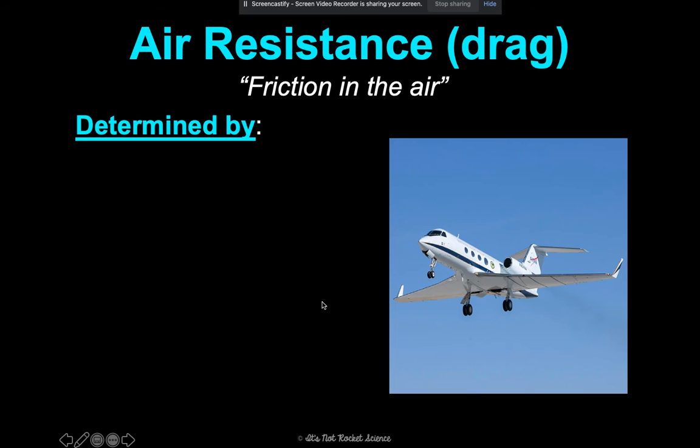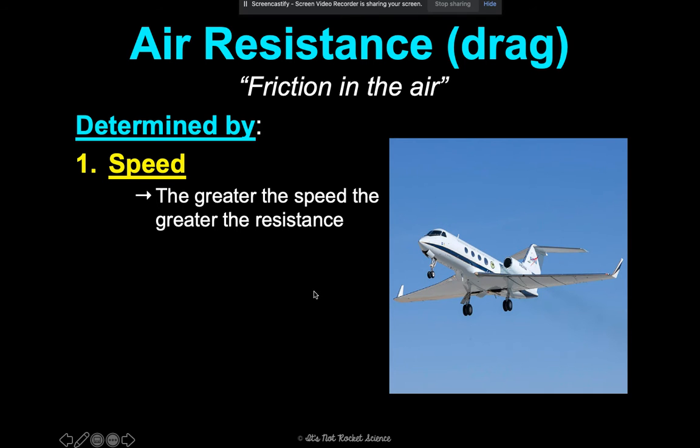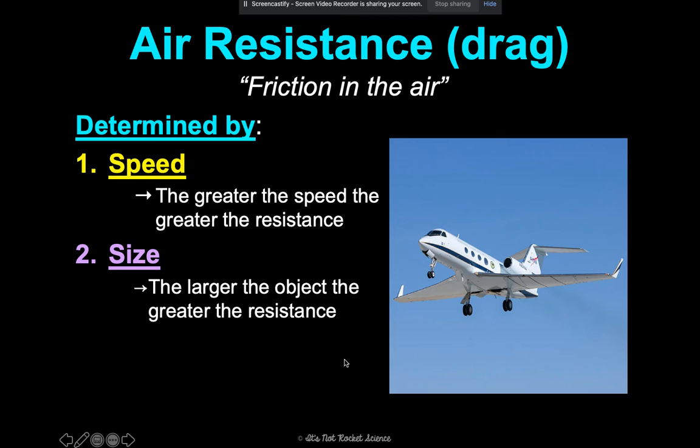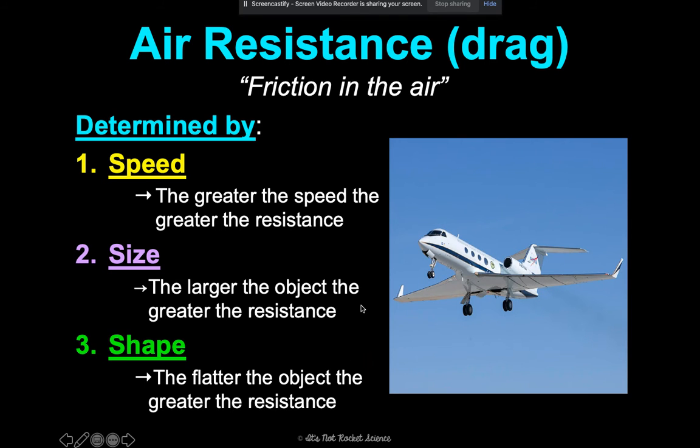Now let's go ahead and talk about air resistance, or drag, or friction in the air. This is determined by things like speed. So the greater the speed, the greater the resistance. Size, the larger the object, the greater the resistance. And shape, the flatter the object, the greater the resistance.